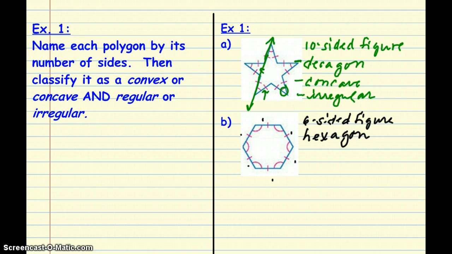Okay. And then we take a look next to decide is it concave or convex. Well, if we look at it and extend all of those sides, none of them are going to cross in the interior of the shape, so we call this a convex polygon.